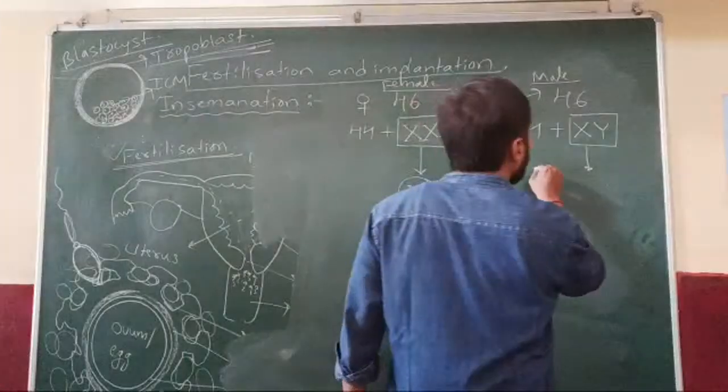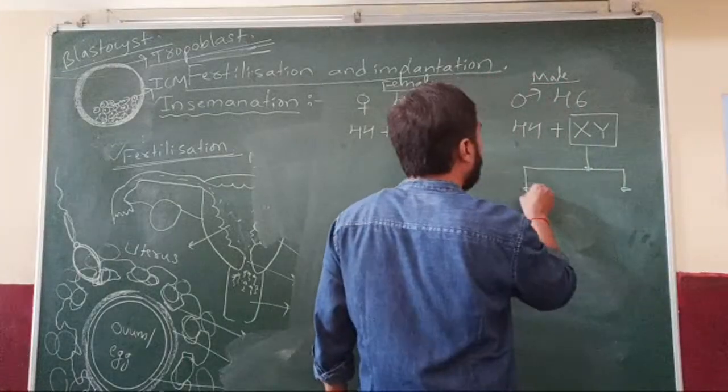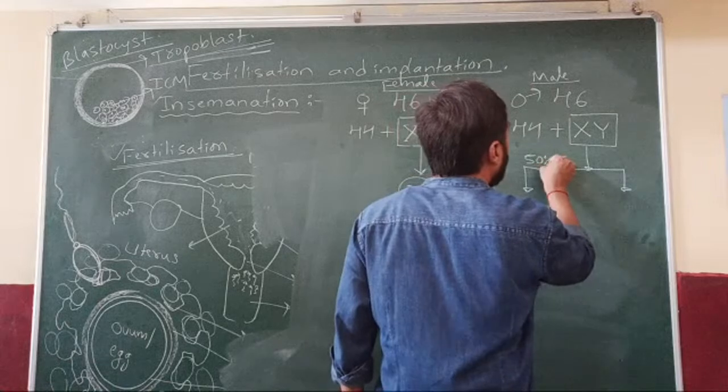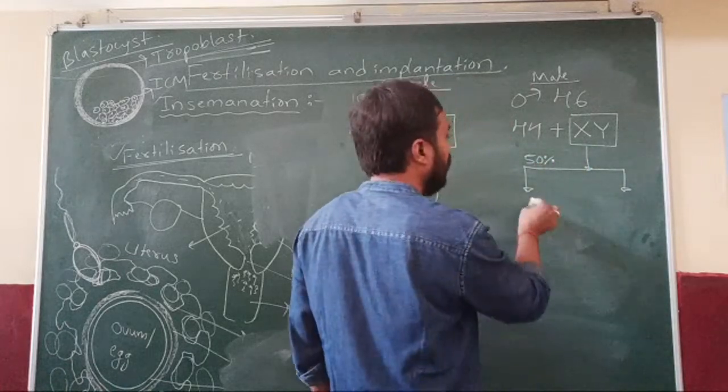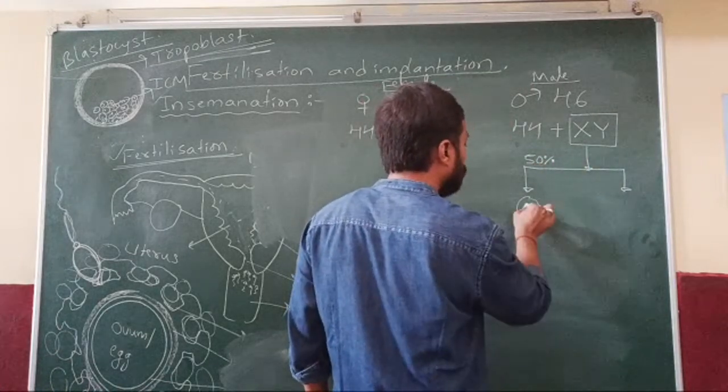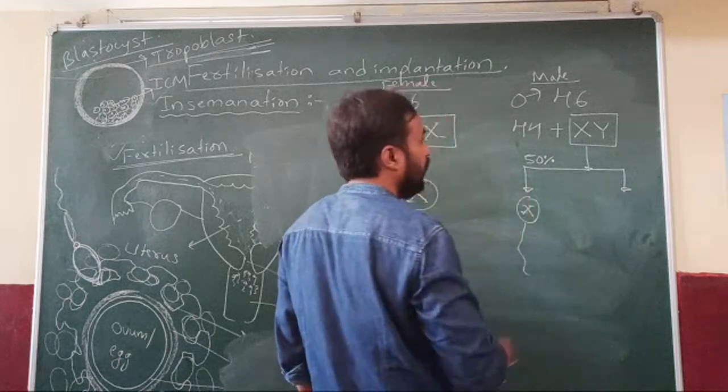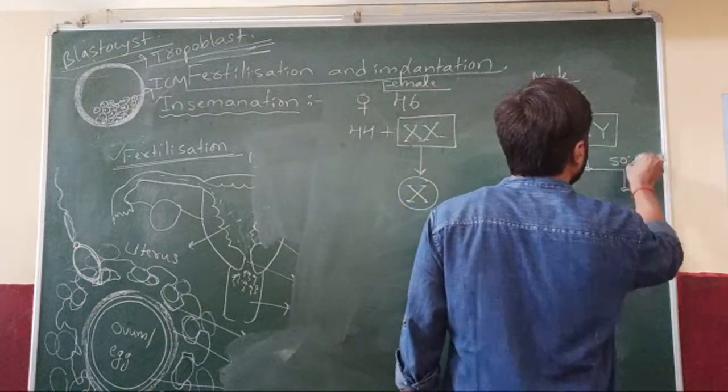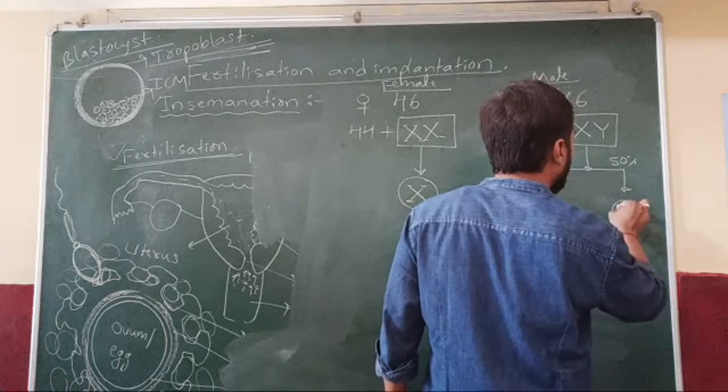That is why there is a 50% chance of having X chromosome in a sperm, and 50% of sperms might be having Y chromosome.